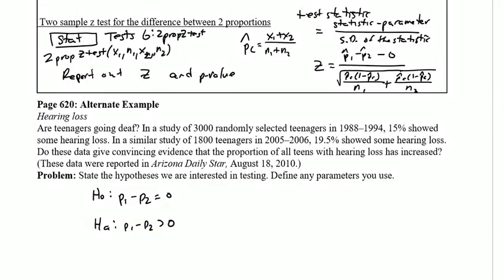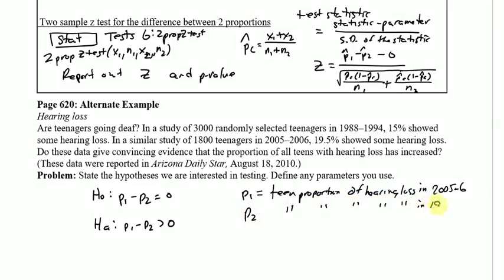And that's if we use p1 being the teen proportion of hearing loss in 2005-2006, and then p2 would be the teen proportion of hearing loss in 1988 to 1994. So we've defined our parameters, we've set it up.